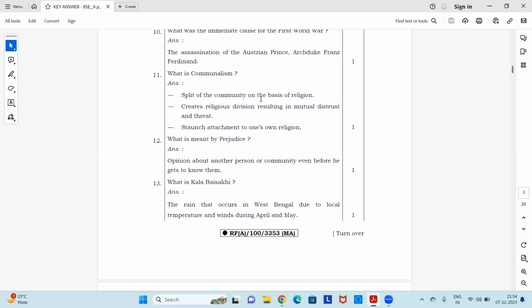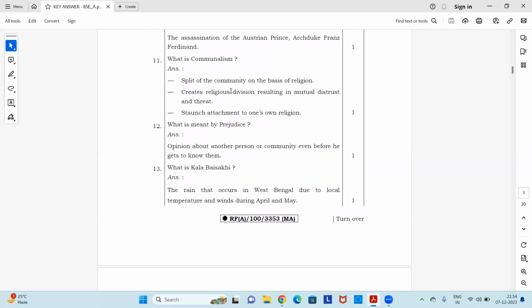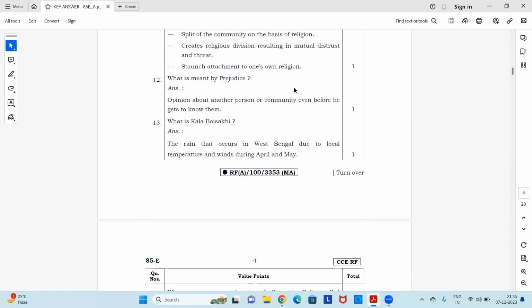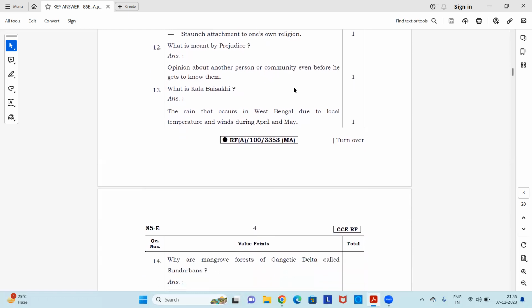Next, what is communalism? Split of the community on the basis of religion. It creates religious division resulting in mutual distrust and threat, staunch attachment to one's own religion. Here, 3 key points are given. You can write any one of it, but see that you're writing the complete sentence. Next, what is meant by prejudice? Answer, opinion about another person or community even before he gets to know them is known as prejudice.